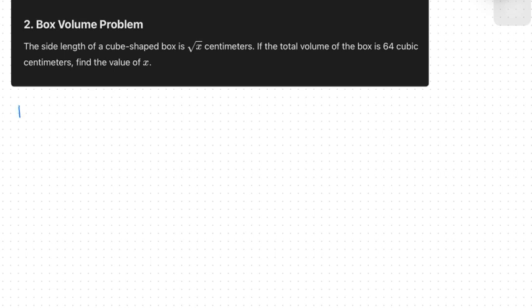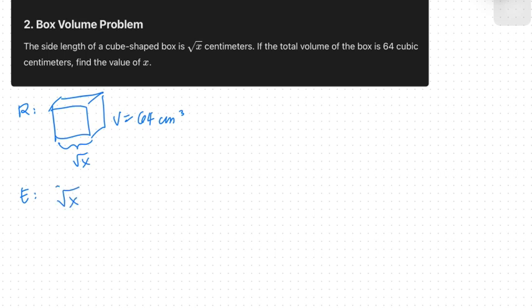So, ang representation natin, if you want, you can draw a cube wherein you will write the volume is 64 cubic centimeters. And then, the side of the length is square root of x. So, ano gagawin natin dyan sa square root of x? Paano bang makuha ang volume ng isang cube? Diba? We cube it equals to the volume. Okay? So, if you want, you can actually use this.